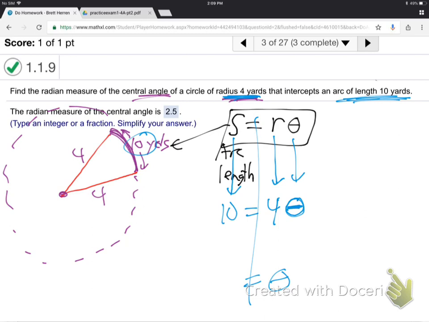Whereas if that was 4 plus theta, I would subtract the 4, wouldn't I? But it's times, so the opposite of times is divide. Whenever you divide one side, you divide the other. 10 divided by 4, calculator, you can use calculator. 2.5, that's all right, that's the answer right there.